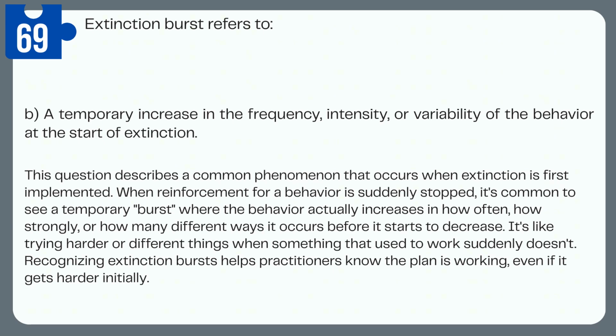Answer: B. A temporary increase in the frequency, intensity, or variability of the behavior at the start of extinction. This question describes a common phenomenon that occurs when extinction is first implemented. When reinforcement for a behavior is suddenly stopped, it's common to see a temporary burst, where the behavior actually increases in how often, how strongly, or how many different ways it occurs before it starts to decrease.